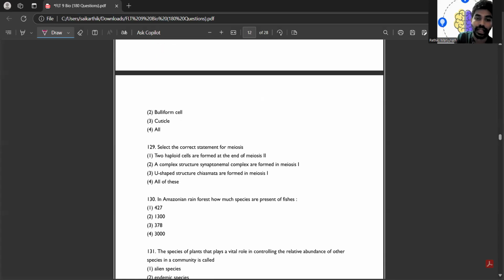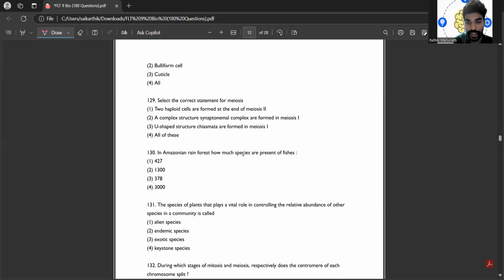129 is about selecting the correct statement for meiosis. The correct statement will be: synaptonemal complex is formed in meiosis. Option one is actually not correct because instead of two, four haploid cells are formed at the end of meiosis 2. Then here not U-shaped, rather it is an X-shaped structure. Chiasmata are formed in meiosis one. All of this is also wrong. So the second one is the correct.